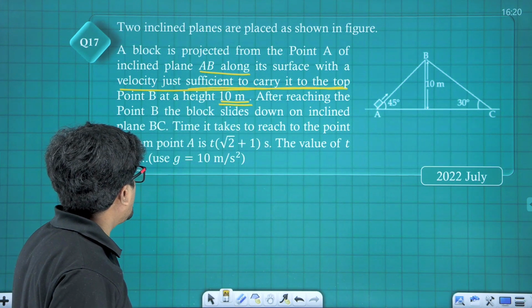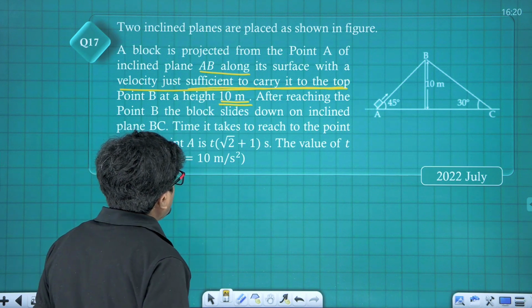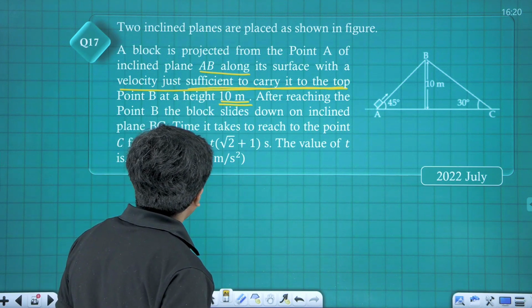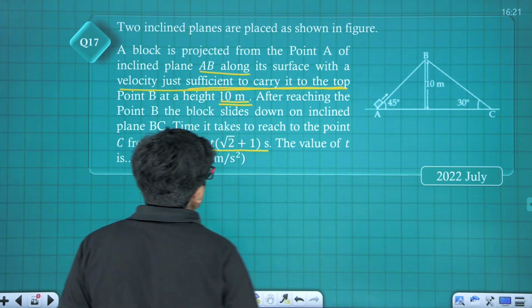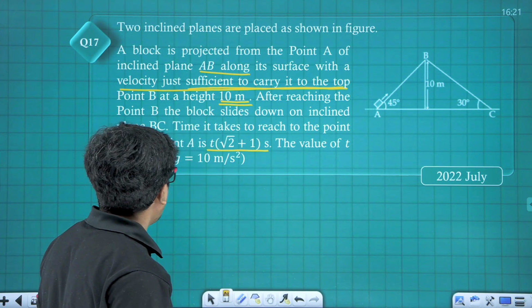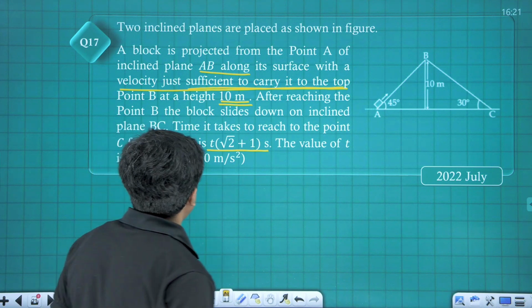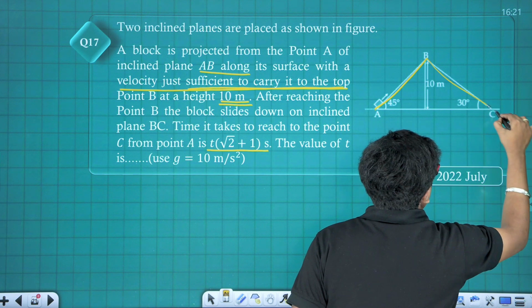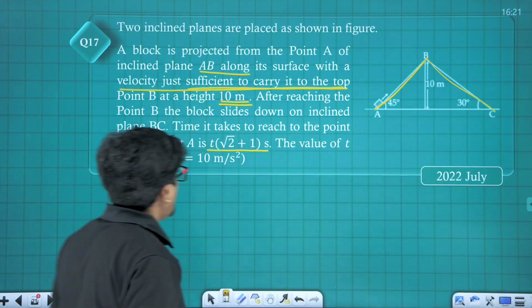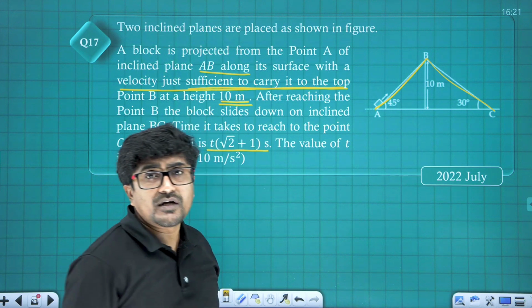After reaching the point capital B, the block slides down on an inclined plane BC. The time taken to reach the point capital C from A is small letter t into root 2 plus 1 second. Then the value of small letter t is. Now you must understand the time taken to reach the point C from A. That means basically they are asking for this total time. And that total time is given as small letter t into root 2 plus 1 second. Then the value of small letter t is, that's what they are asking in the question.